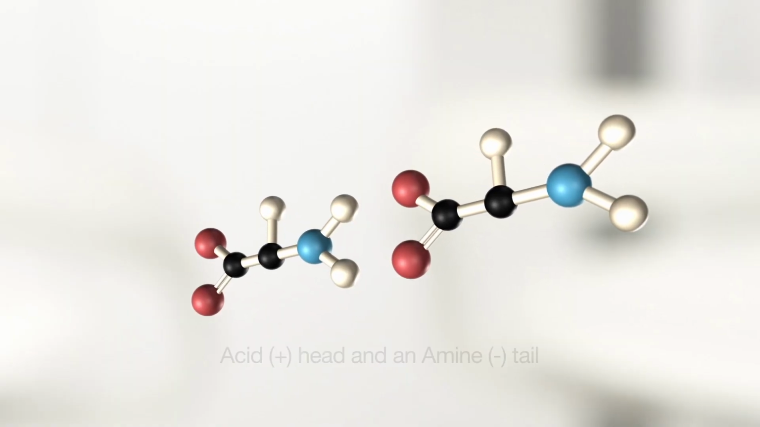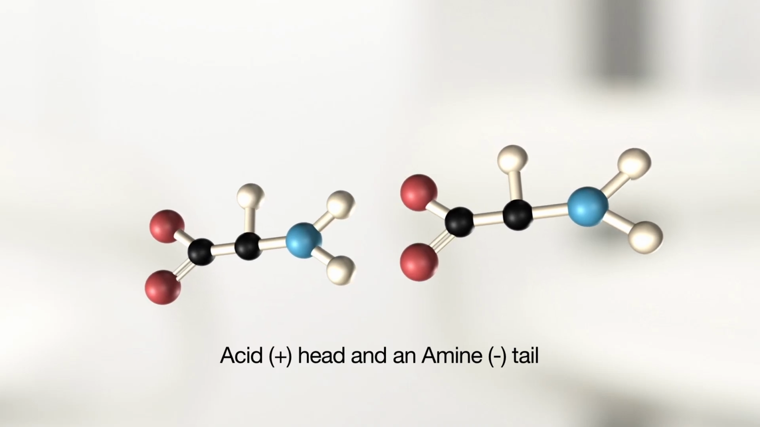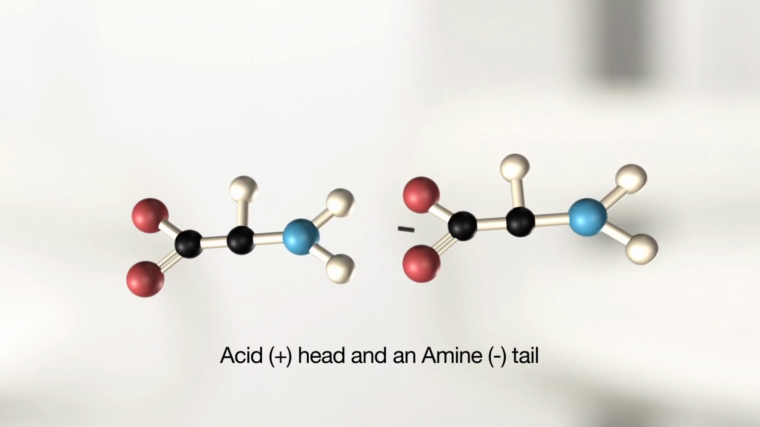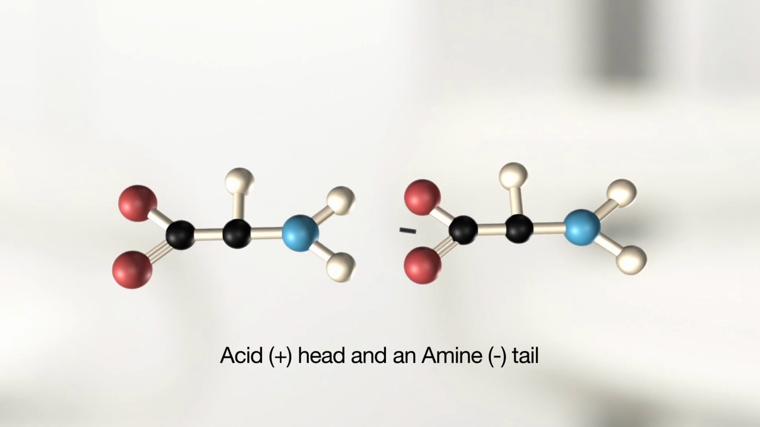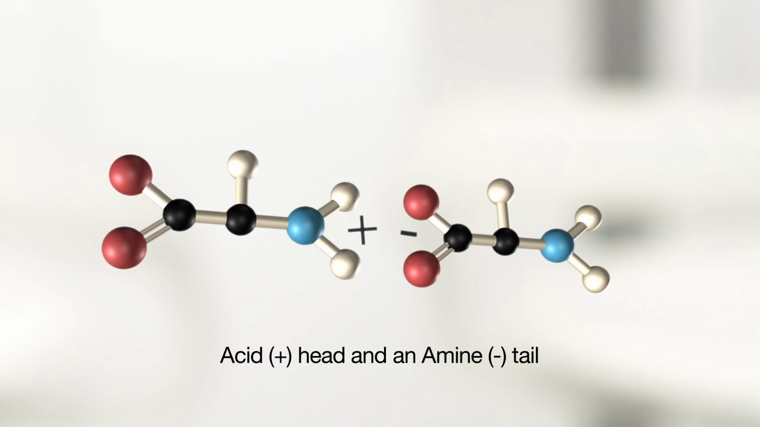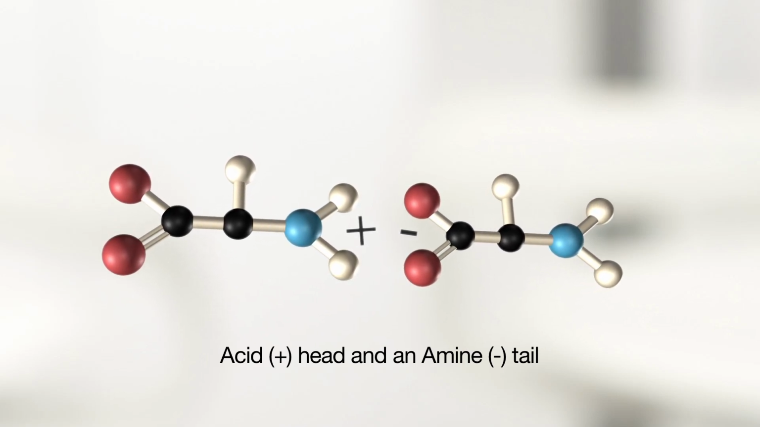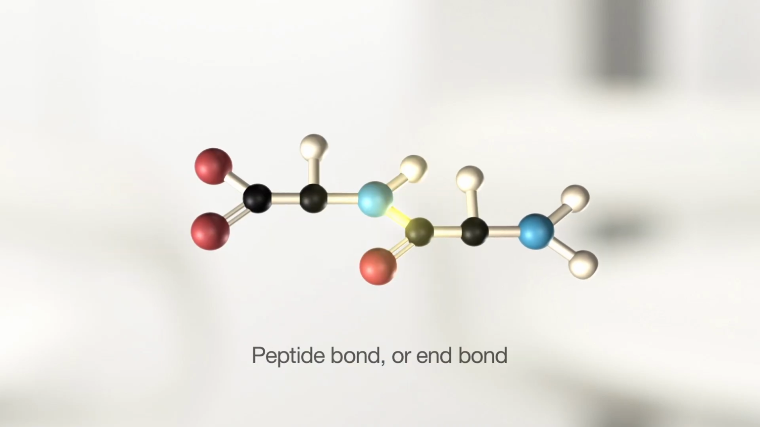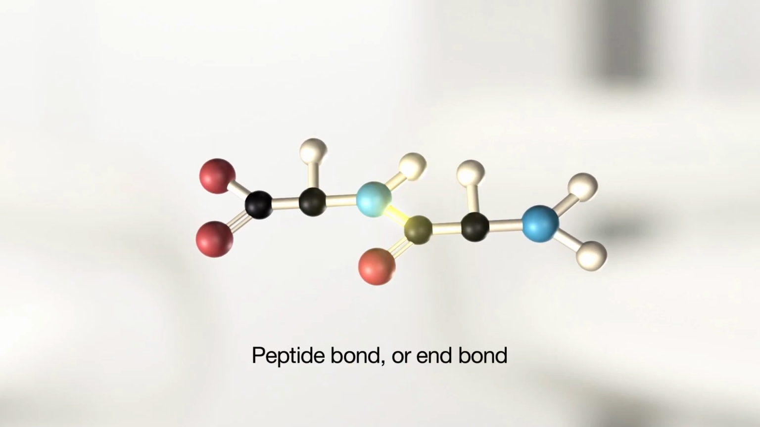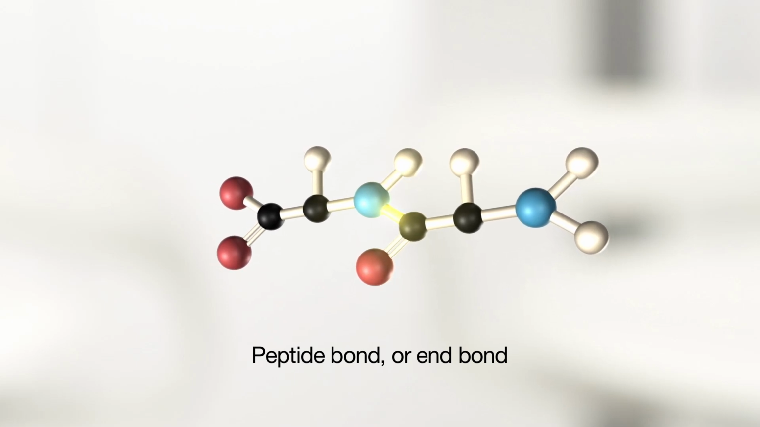All amino acids have an acid head and an amine tail. The amine tail is alkaline and is represented by a negative sign, while the acid head is acidic and is represented by a positive sign. When an acid head of one amino acid joins with an amine tail of another, it creates a peptide bond, also known as an N-bond. The 2 amino acids connected by this N-bond create a peptide.